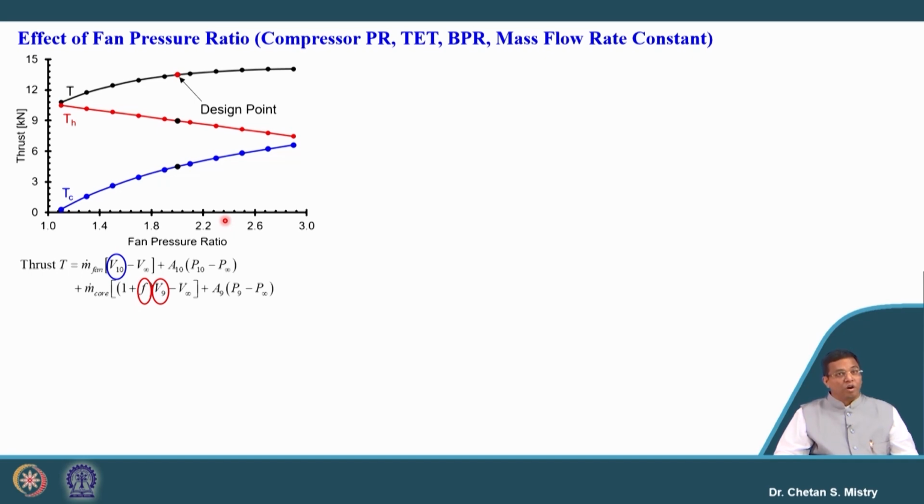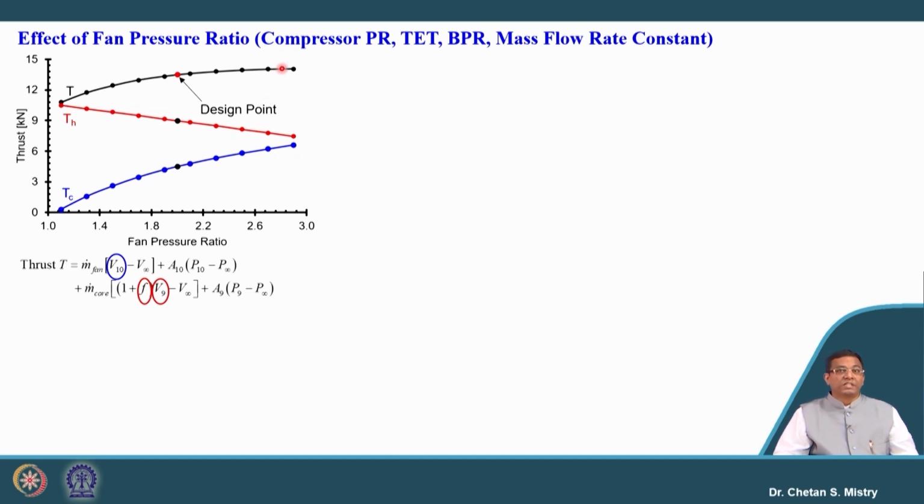So, it is obvious that in order to achieve that pressure ratio, we need a higher amount of work to be extracted from the turbine, and in order to achieve that higher amount of work, you need to add more fuel, and accordingly you will have your V9 lower. Okay. And since I am increasing my fan pressure ratio, I will have my V10 higher, and that is what is reflecting here.